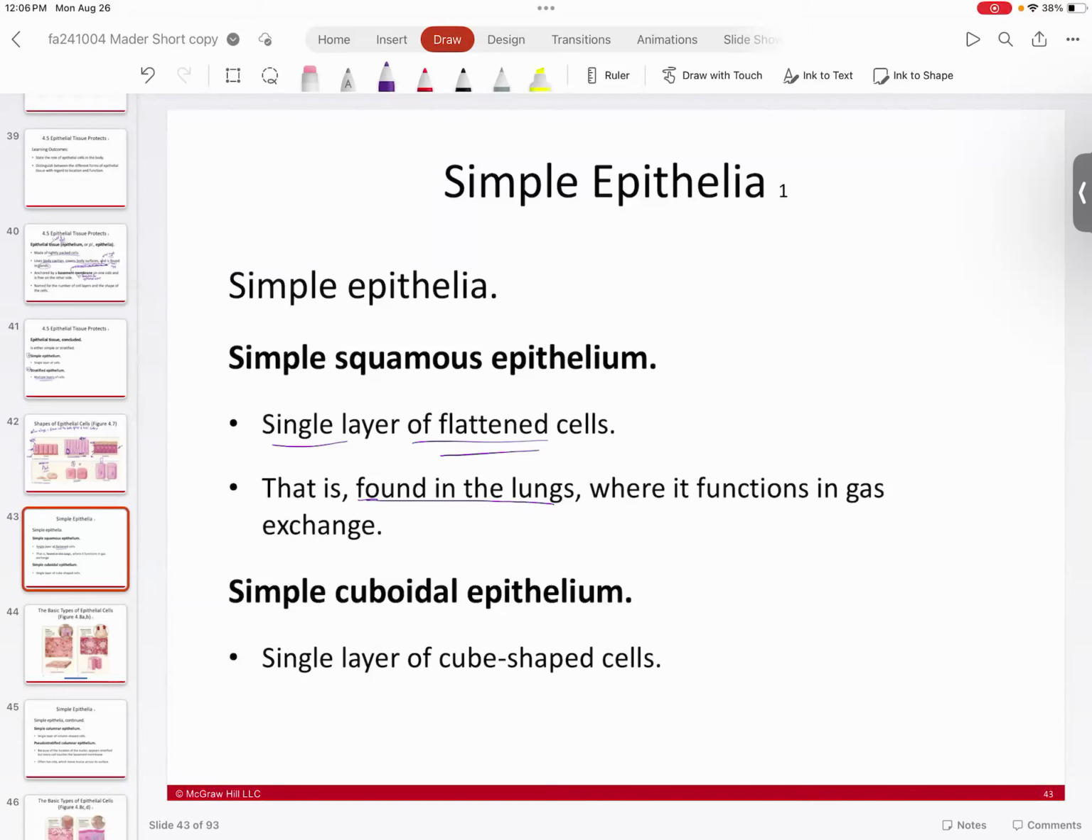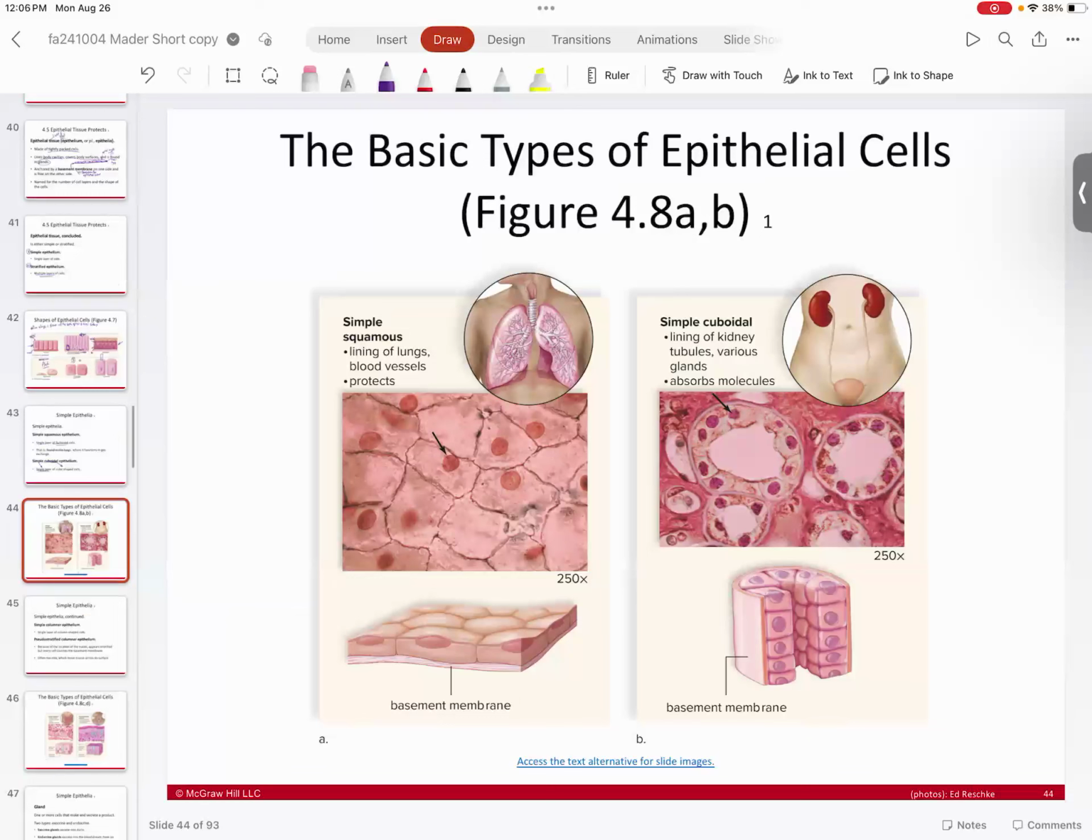We also have simple cuboid, which is a single layer because it's simple, of cuboid cells because it's cube-shaped cells. And oftentimes these simple cuboids will be involved in glands. So here's a good example of simple squamous. You can see this is the epithelium of the inside of the lungs. You can see your basement membrane and your apical surface, so that's going to be one cell.